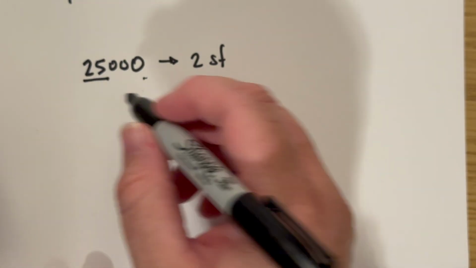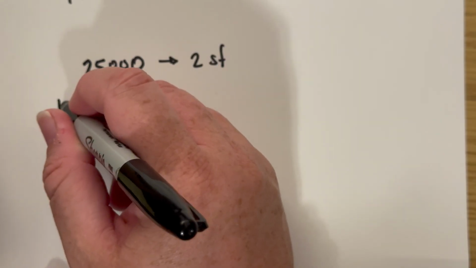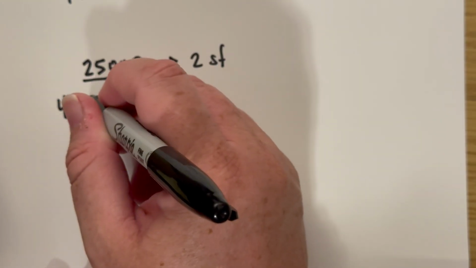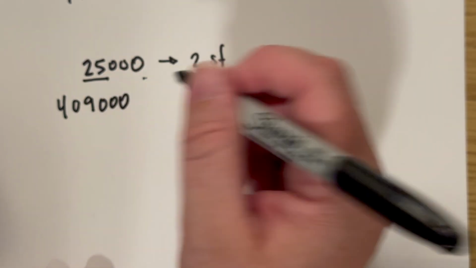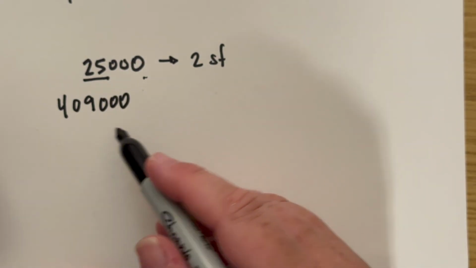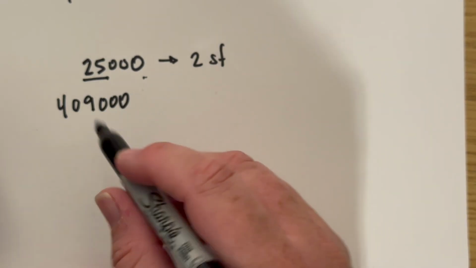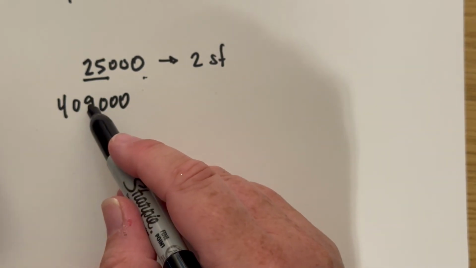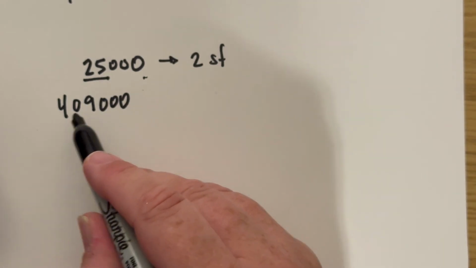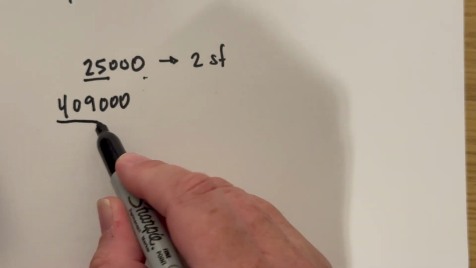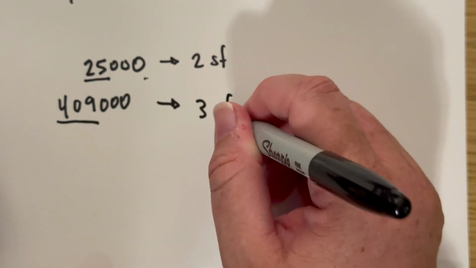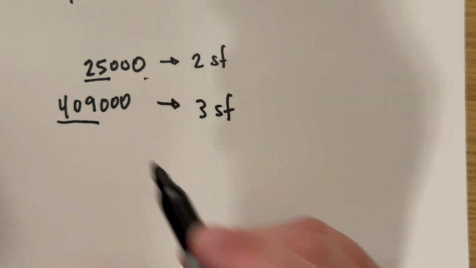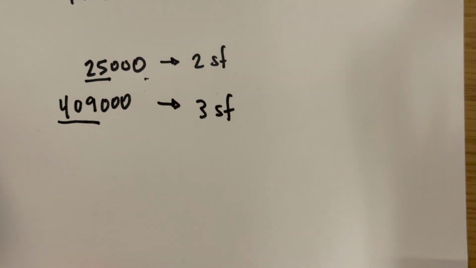Same thing happens if we said 409,000, something like that. Well, 409,000, 4 and 9 are both significant because they're non-zero numbers. There is a 0 sandwiched in between them, so this whole thing is significant. I have 3 sig figs. These zeros just help get it to the right place value.